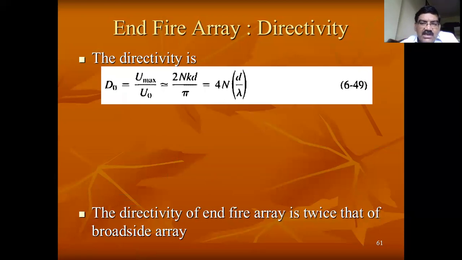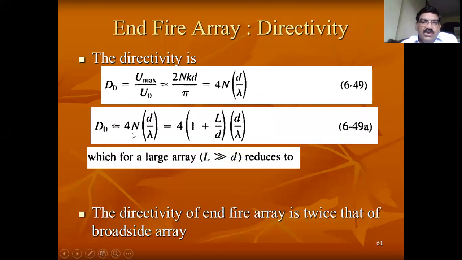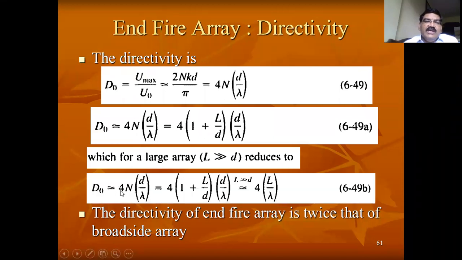Sometimes the proof may be asked. So the directivity is D0 equals U max upon U0, which equals 2 N kd upon pi. This way it gets approximated. D0 equals this, and since L is very large compared to d, we can reduce this directivity to 4 L by lambda. So the directivity for the entire array is 4 L by lambda.